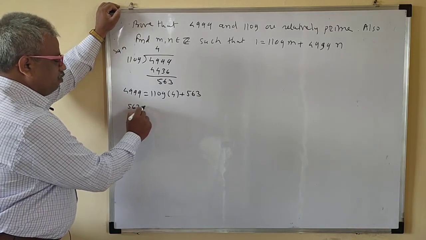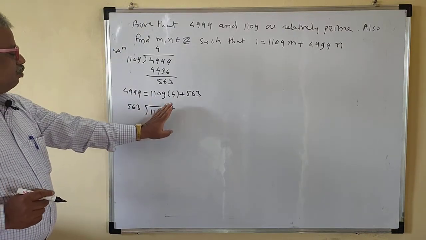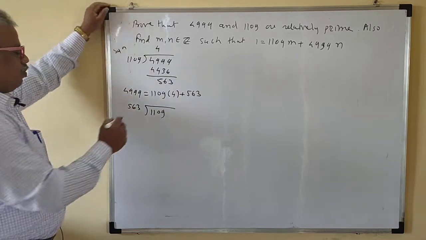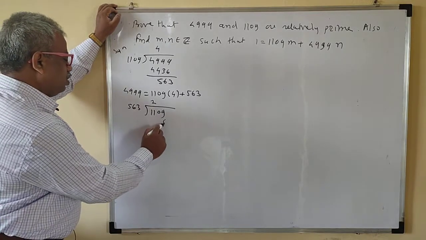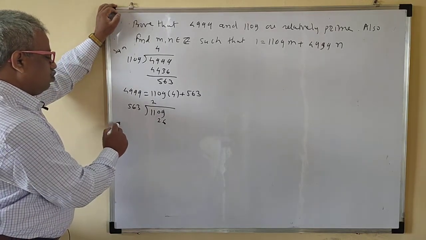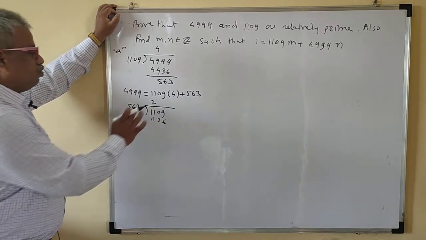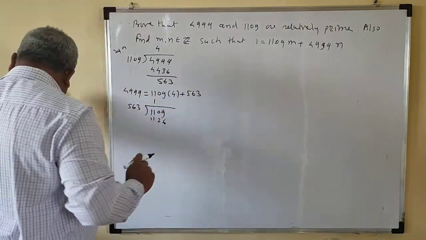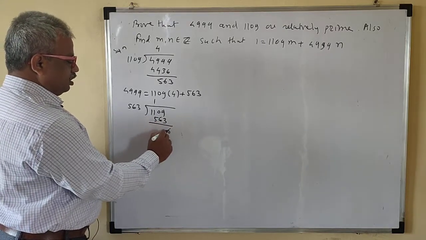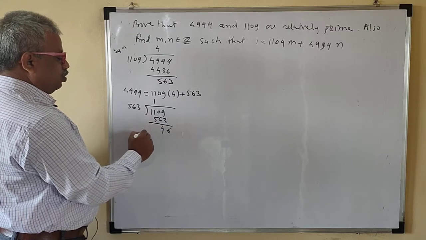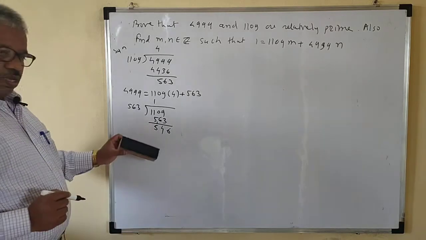So 563 will be here, then this is 1109. If you hide the last two numbers, we will see whether these two work or not. So this is 6, this is 12, then this is 1. So 11, this does not work because 1126 is greater than 1109. So that means you have to take this as 1 now. So this is 563, this is 6, this is 4, then this is 5. So 546 now.